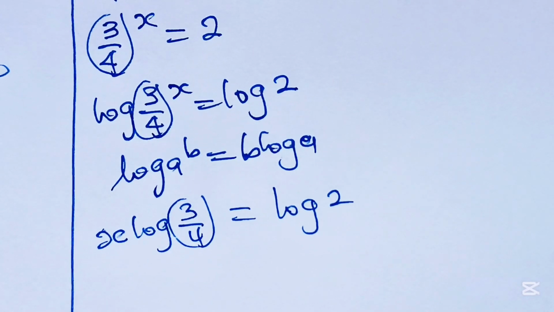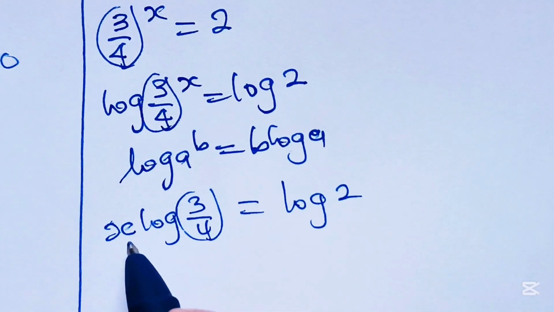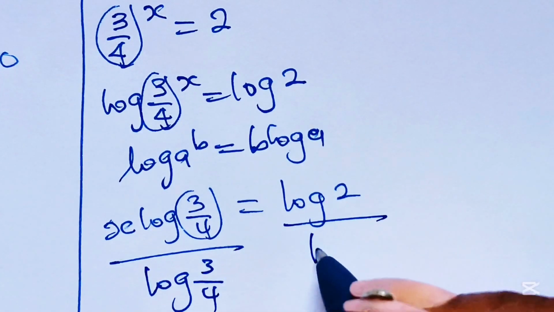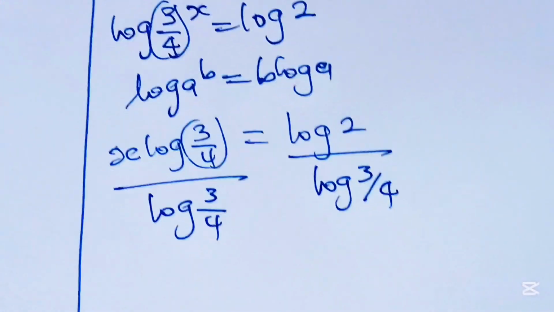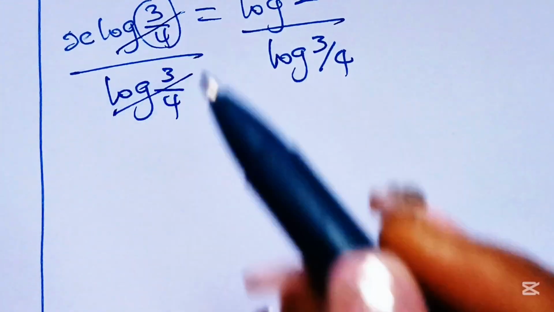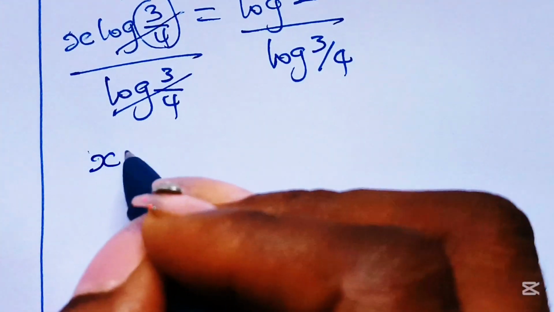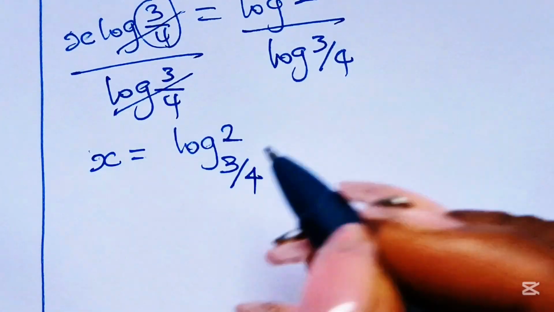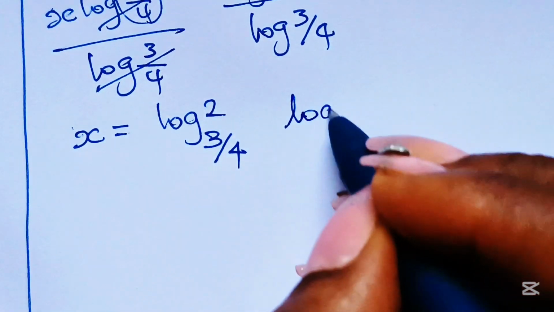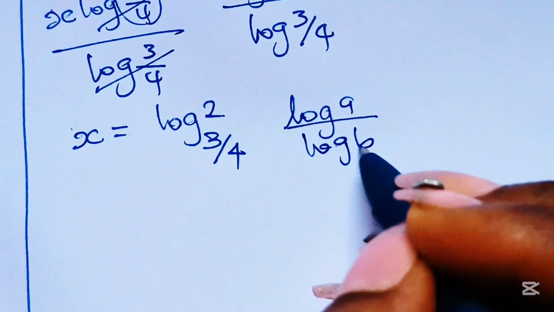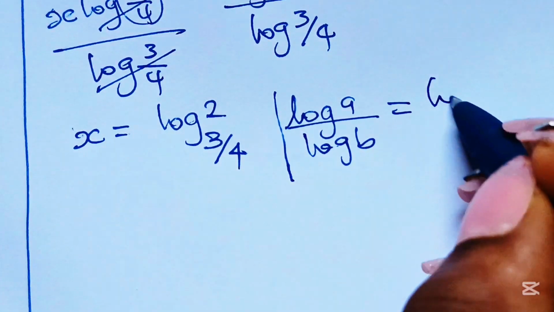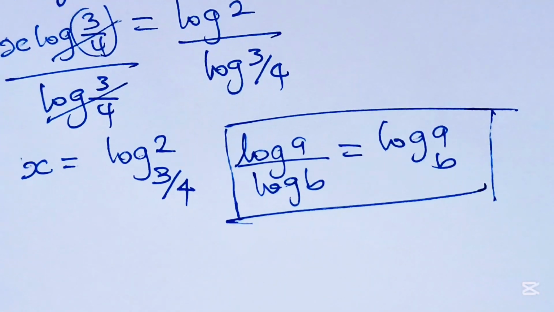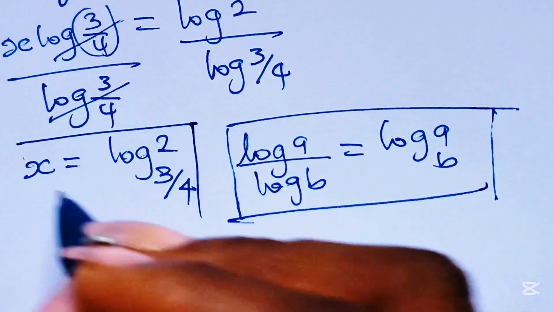Okay, all right. Now at this point, to get the value of x, we divide both sides by log 3 over 4. Now log 3 over 4 will cancel log 3 over 4. So we have x is equal to log 2 base 3 over 4. Yes, because when you have log a divided by log b, it is equal to log a base b. Okay, so this is a logarithm rule. So that means that this is the value of our x.